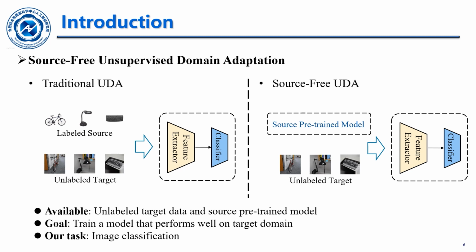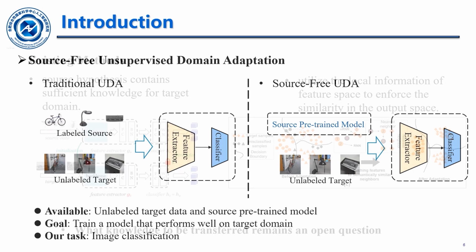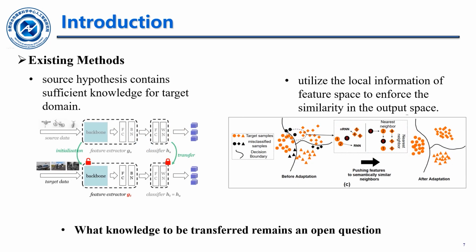Some methods assume that the source hypothesis, such as the classifier or whole model, contains sufficient knowledge for the target domain. For example, SHOT transfers source knowledge by directly aligning features with the fixed source classifier. Another line of work assumes the source model already has some semantic structure and then utilizes the local neighborhood information of the feature space to enforce similarity in the output space. Despite this progress, what knowledge is to be transferred remains an open question.